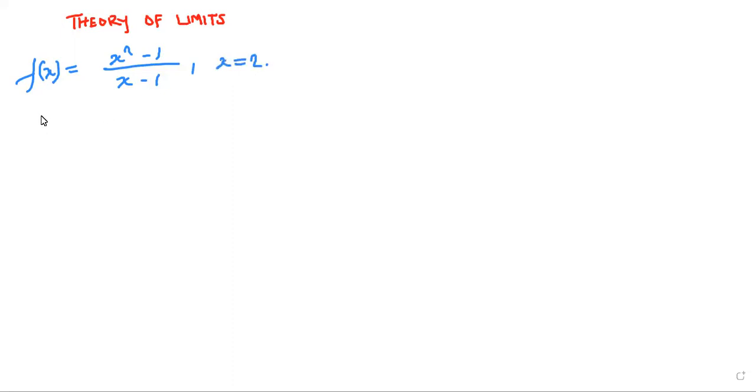So f of 2 would be 2 squared, which is 4, minus 1, over 2 minus 1. So that would be 3. So as x goes to 2, f of 2 is 3.